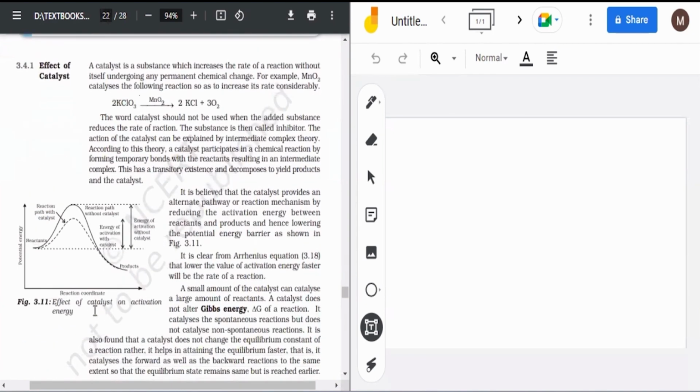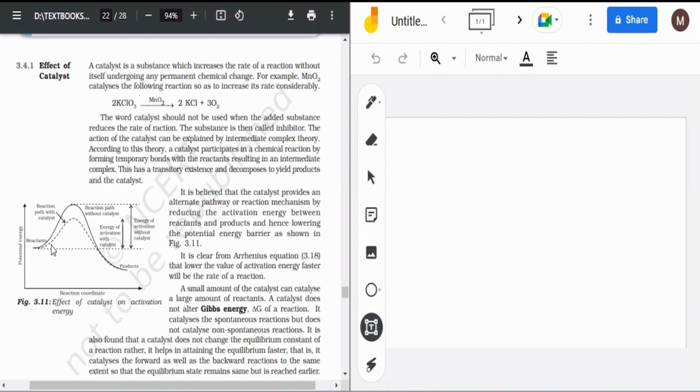Then comes the effect of catalyst. See, what a catalyst actually does is it proceeds the reaction in a faster way by taking it through some other way. Like if a reaction is taking 2 hours to complete, then it is possible that with the help of a catalyst, that reaction can be done in a single hour instead of 2 hours. How? Because a catalyst proceeds the reaction by taking it through a different path.